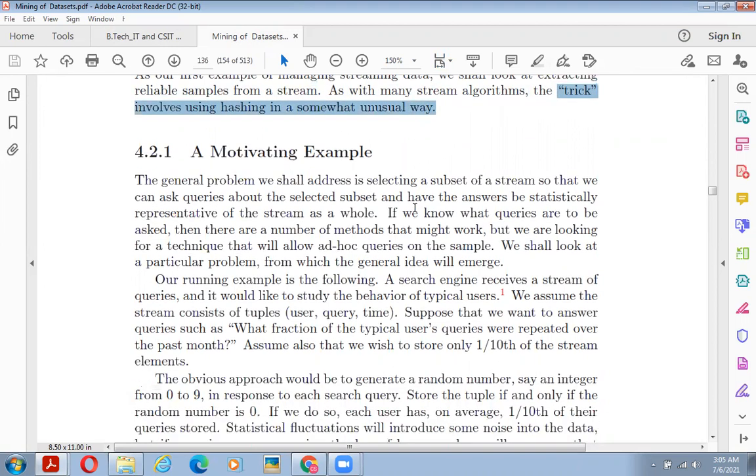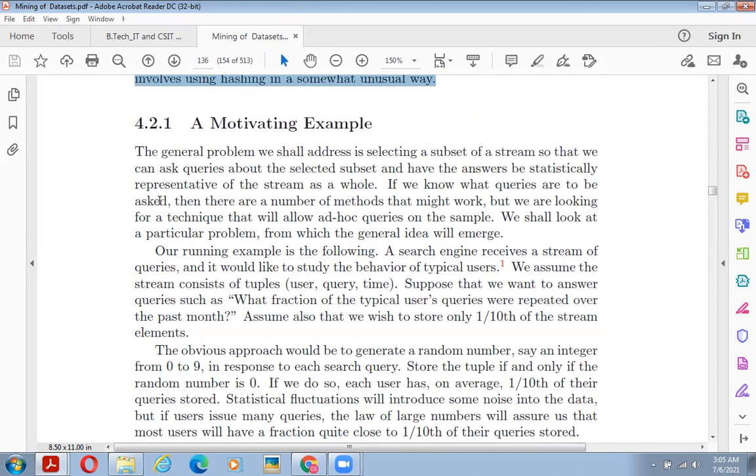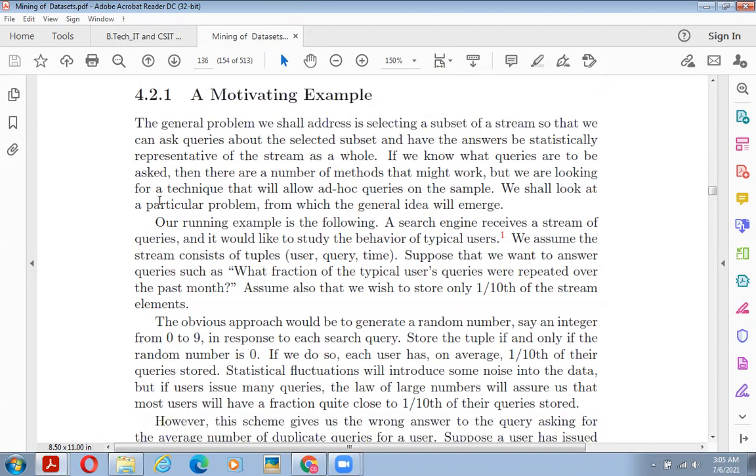Now, how is this to be taken care of? Motivating examples are below. I'm going to read, and let me explain. The general problem we shall address is selecting a subset of the stream so that we can ask queries about the selected subset, and have the answers be statistically representative of the stream as a whole.